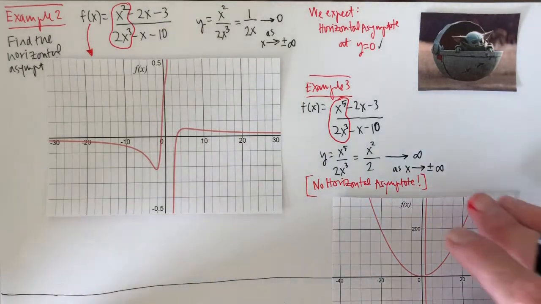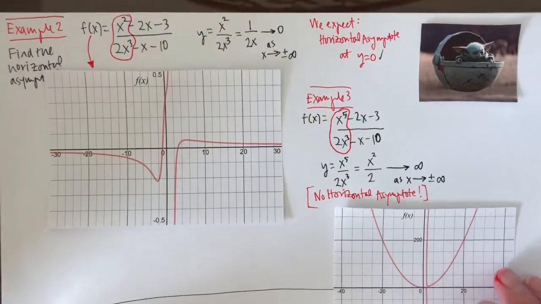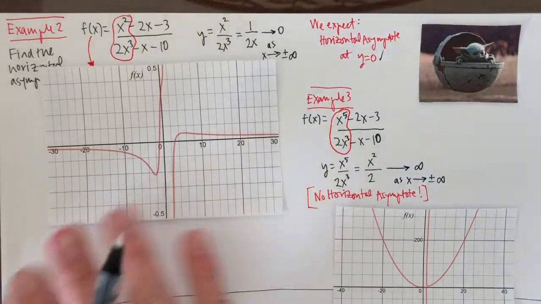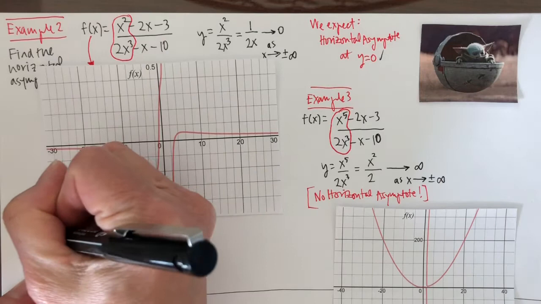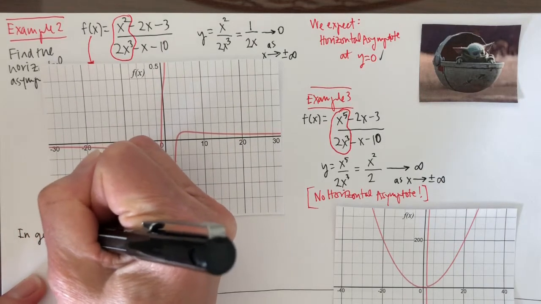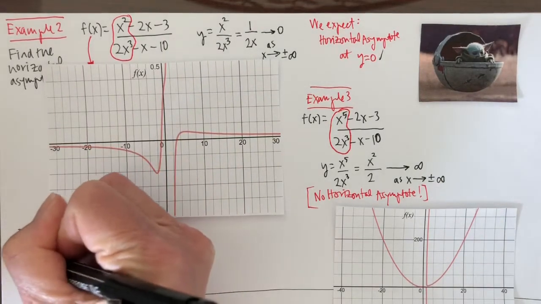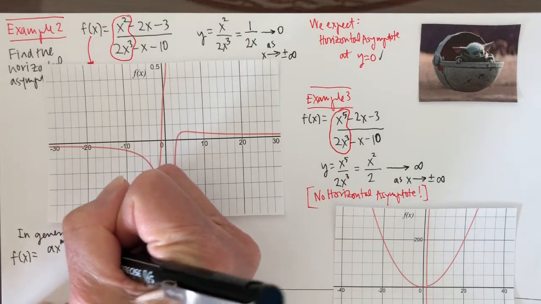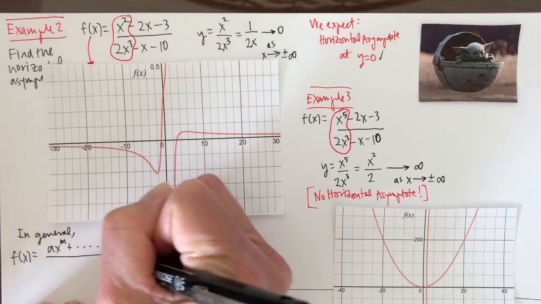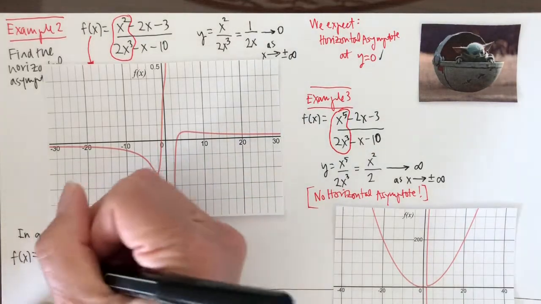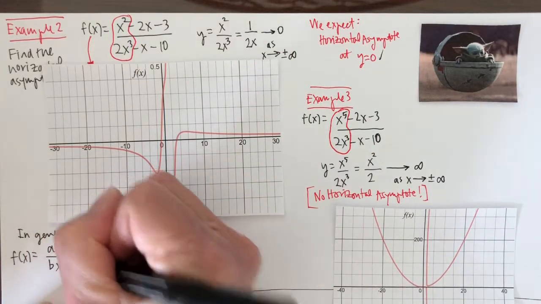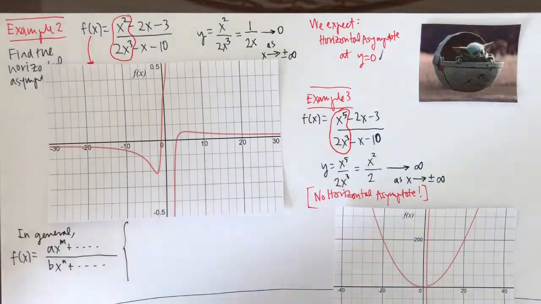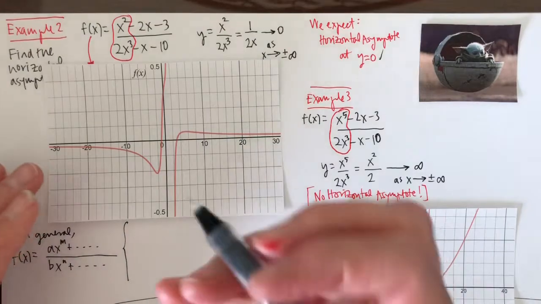So, in general, say that we had a rational function that starts out with some number times x to some power over b times x to some power. With rational functions, we have these 3 cases for horizontal asymptotes.